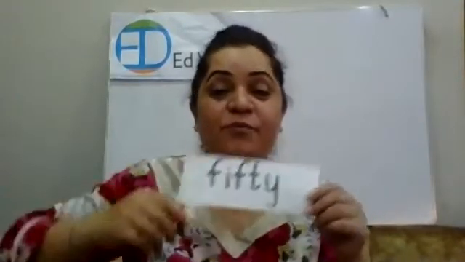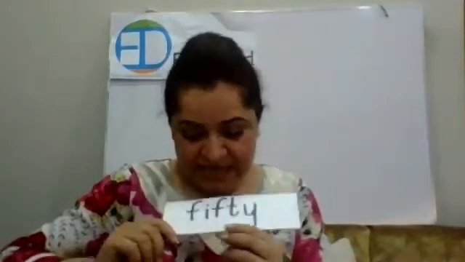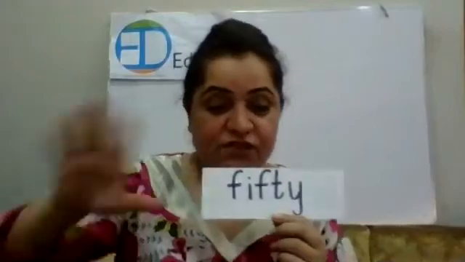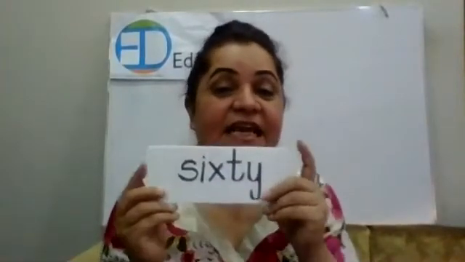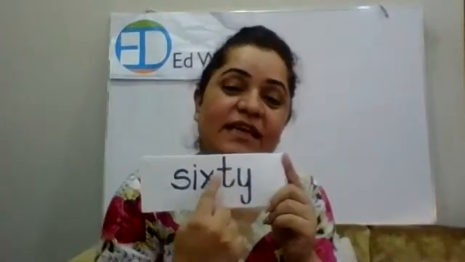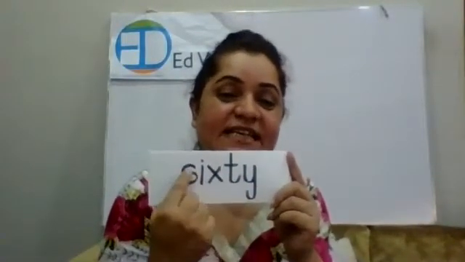Then we have 50. The teen was 15, TEEN, and this is 50. So we're going to compare both as well, right? Then SIXTY, 60. So there is TY at the end of ty words.